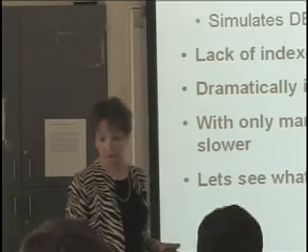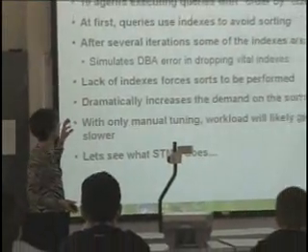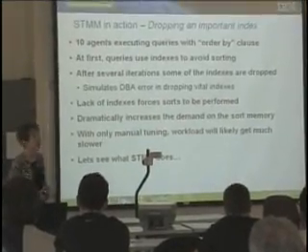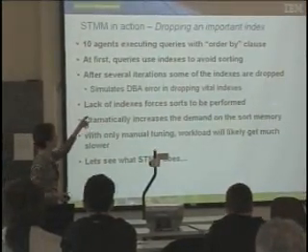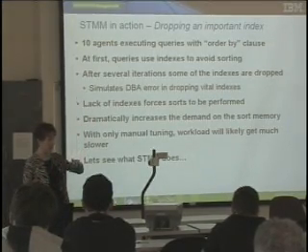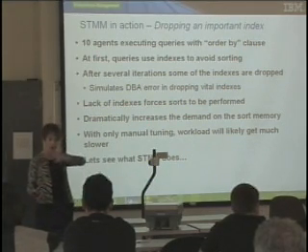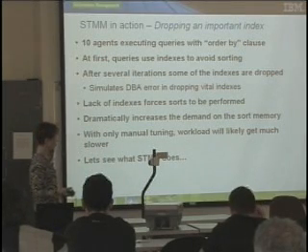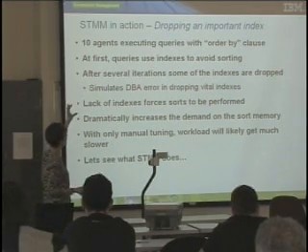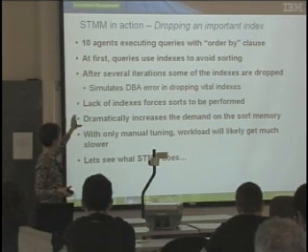Okay, now I'm going to show you a real interesting experiment that they ran. So they had 10 agents, in other words, 10 users, executing queries with the order by clause. So what does the order by clause do? That makes you put the data rows that you've selected into a certain order. Well, how do you do that? You're probably going to have to sort. So you're probably going to have to write to that sort heap we talked about a little earlier, which is a memory heap.